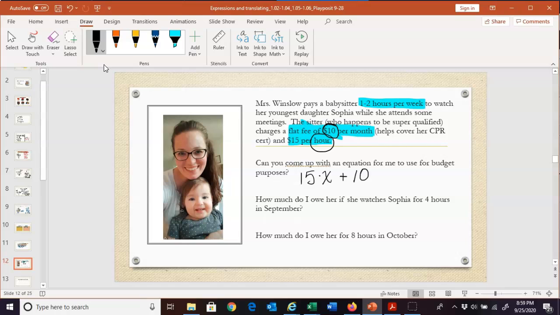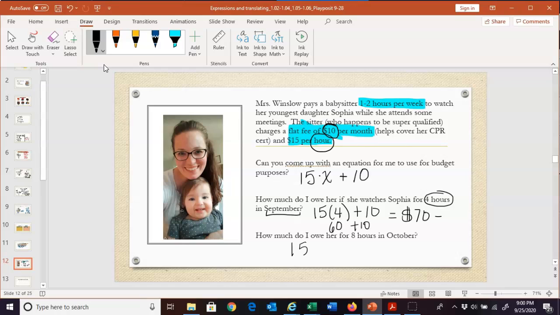So here's our next question. In September, she watches Sophia for 4 hours. How much do I owe her? Remember, the hours is the variable. So we're going to plug in 4 for x and solve. You can certainly grab your calculator for this. That's 60 plus 10. So we owe her $70.